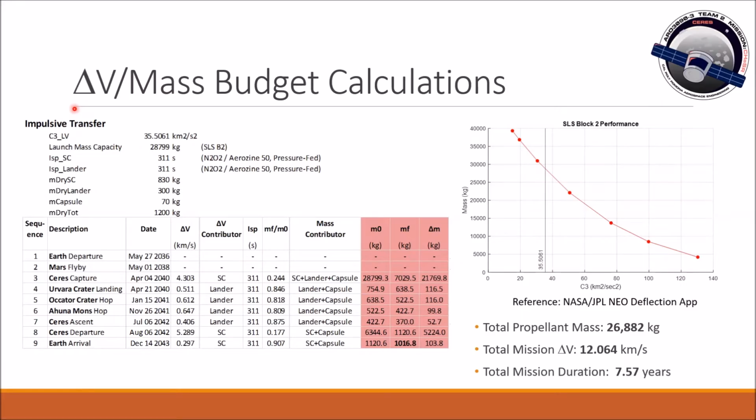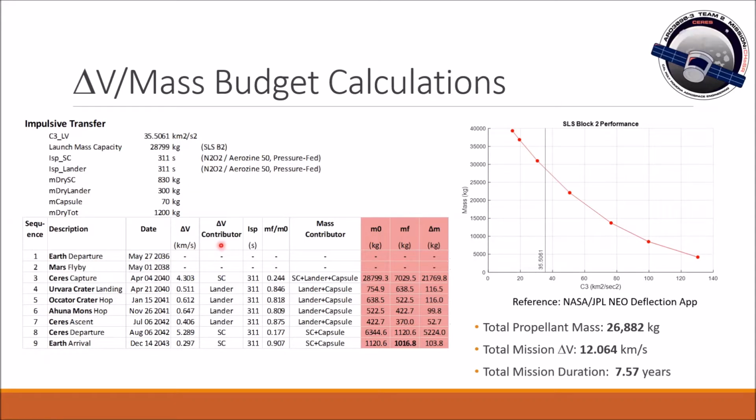All right, continuing with our analysis, here are our delta V and mass budget calculations. From an earlier slide for the Earth-Mars-Ceres transfer, we were able to minimize our launch C3 to 35.5 kilometers squared per second squared. We then used the performance data provided by SLS Block 2 to interpolate a launch mass capacity of about 28.8 thousand kilograms. At the bottom here, we have a table outlining the various mission sequences along with their delta V and mass contributions.